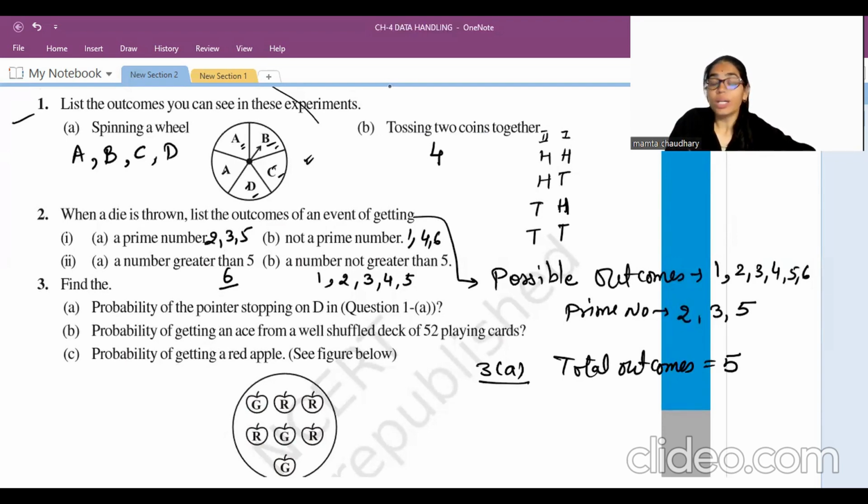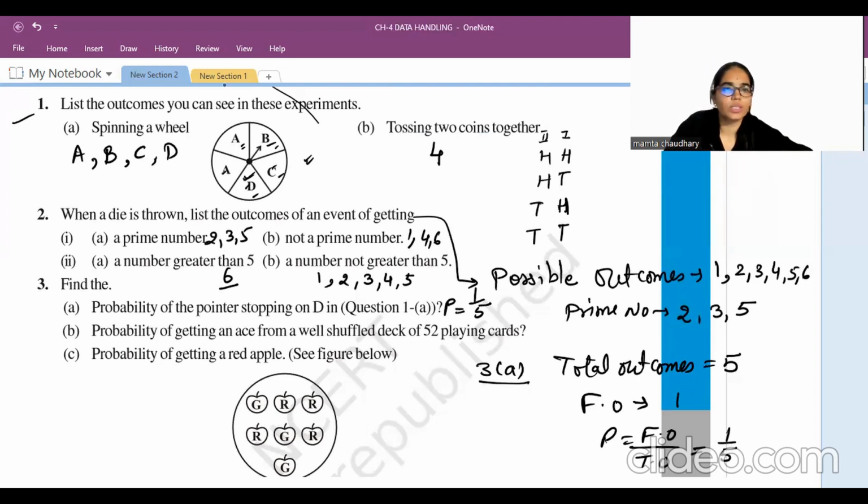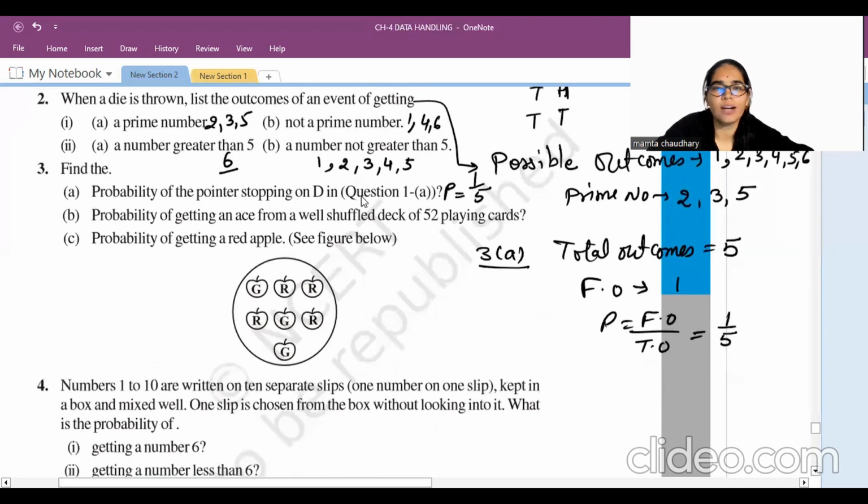Now the event is stopping at D. So favorable outcome: how many times is D coming? Only one time D is coming. So favorable outcome is 1. What will the probability be? Probability will be favorable outcomes upon total outcomes. Favorable outcome 1, total outcome 5. So probability is 1 by 5. Okay, clear?